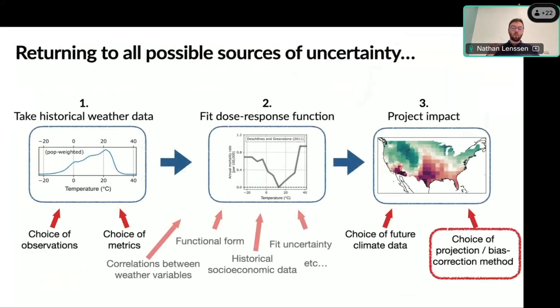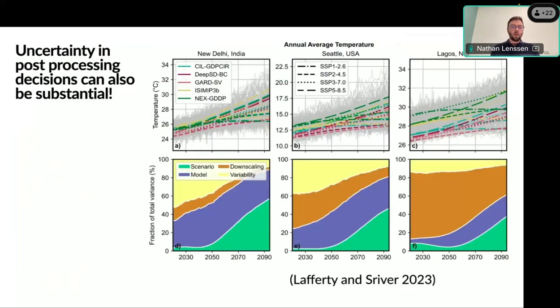But I just wanted to quickly highlight a really cool study that came out last year, looking at a similar sort of question on how much the choice of bias correction method mattered for impacts. This paper by Lafferty and Sriver really showed that the downscaling uncertainty matters a ton for certain things. Especially looking at temperature projections over data poor regions such as Lagos, Nigeria, we have substantial uncertainty due to this post-processing step, as shown in the darker tan color.